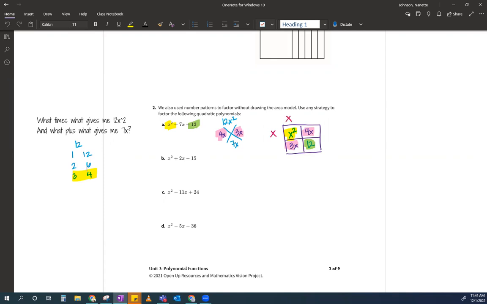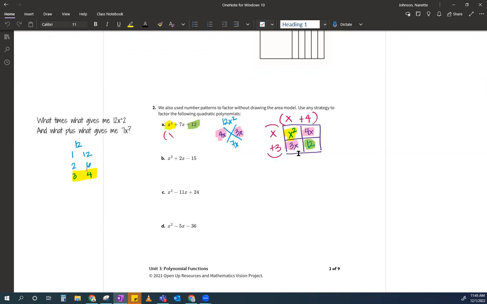And then x times what gives me 4x? Very good. Plus 4. I just put a plus there because I want to remind myself that I'm adding. And then x times what gives me 3x? And everyone says, oh, plus 3. Very good. Okay, so we remember how to do this. And here are your two terms. So this is x plus 3, x plus 4.